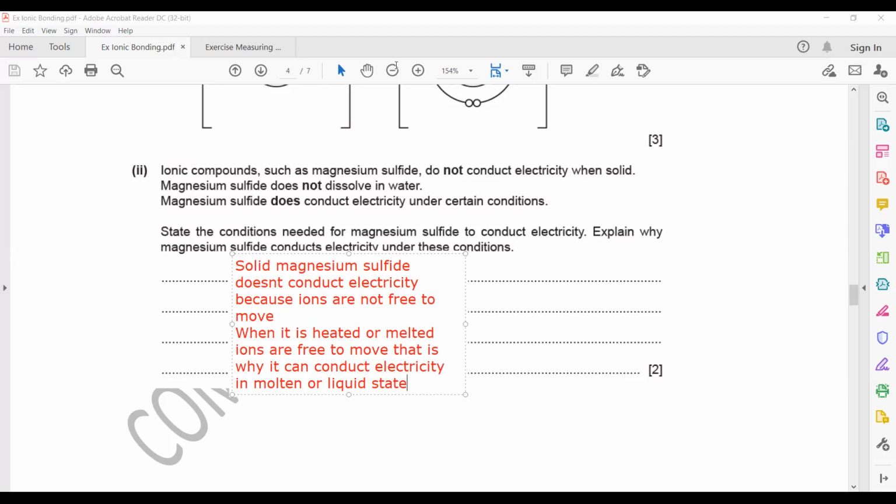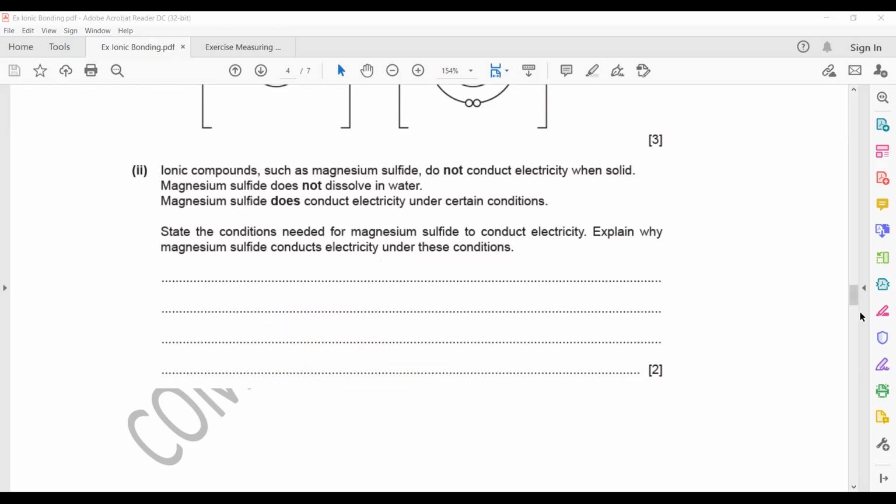That is why solid magnesium sulfide, like all ionic compounds in a solid state, cannot conduct electricity, as their ions are not free to move. But when you melt it, the ions become free to move, they have space to move. That's why all ionic compounds, when you melt them, can conduct electricity, but not in a solid state. Not a single ionic compound in a solid state can conduct electricity. Why? Because ions are not free to move in a solid state.